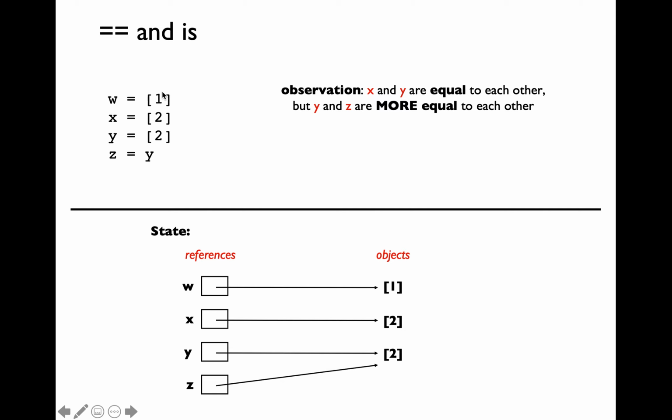The variable w is storing the list object instance 1, variable x is storing the list object instance 2, variable y is storing the list object instance 2. Then we are saying z equal to y. This is going to be the visualization for this particular example. You're creating 3 object instances, but you have 4 references. The fourth one is going to be a copy of whatever is being referenced by the variable y here.